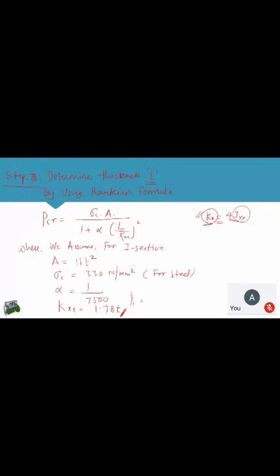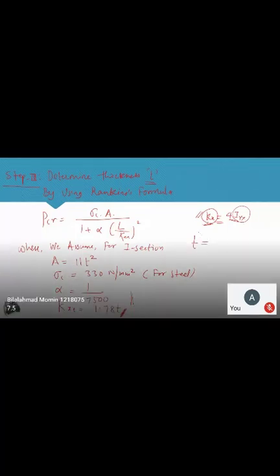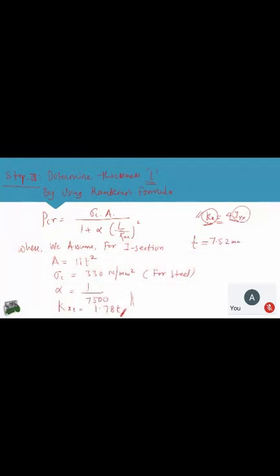So what is the value of T? 7.5, 7.53, 7.52. 7.52 can be approximated to 8 millimeter.